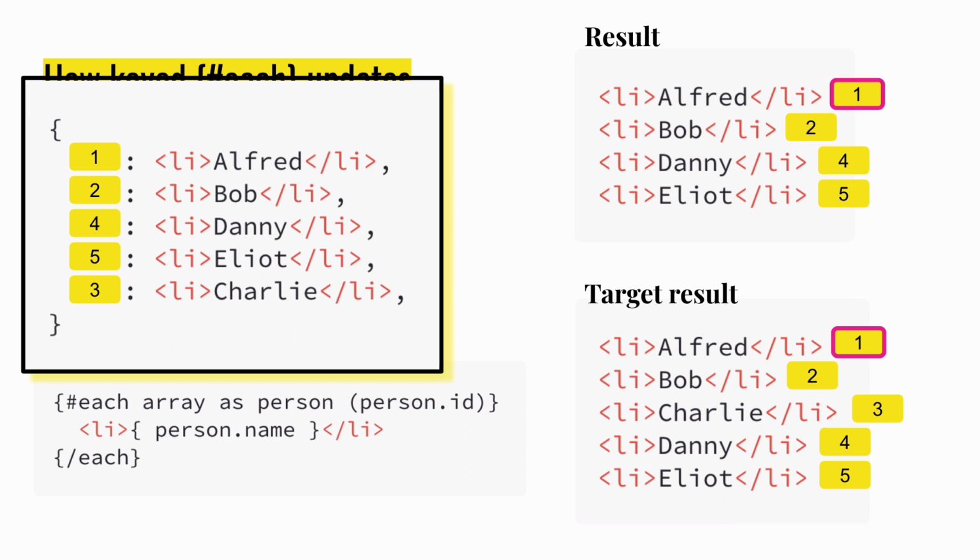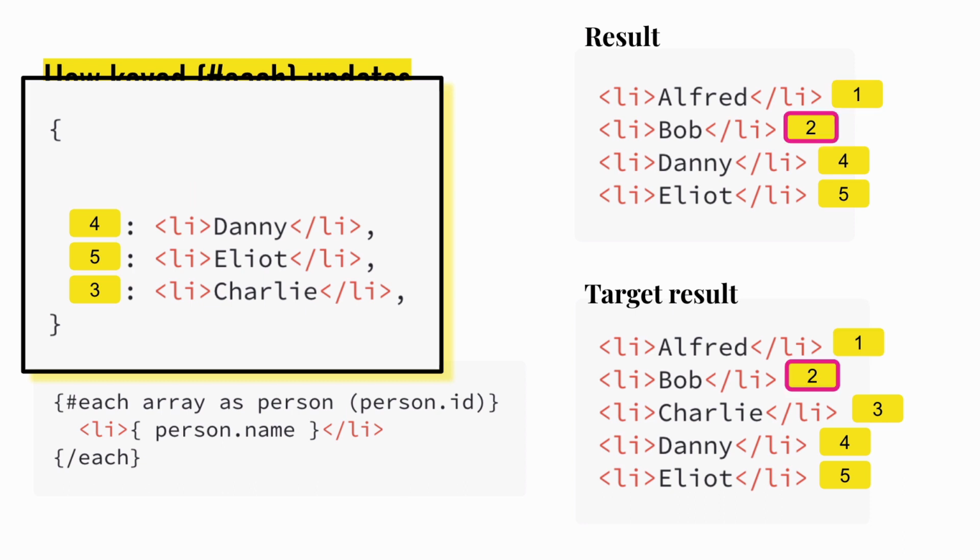For example, we look at key 1, compare key 1, and since it's already there, we remove it from the mapping, right? We don't need it anymore. Let's go for key 2. Key 2 on the results, okay, that's correct.